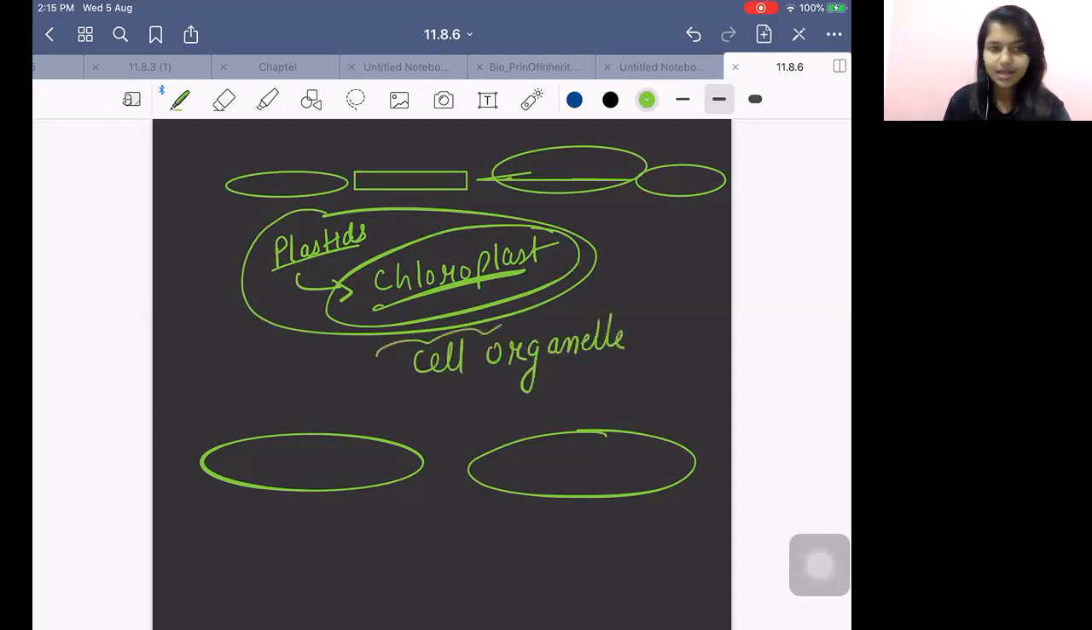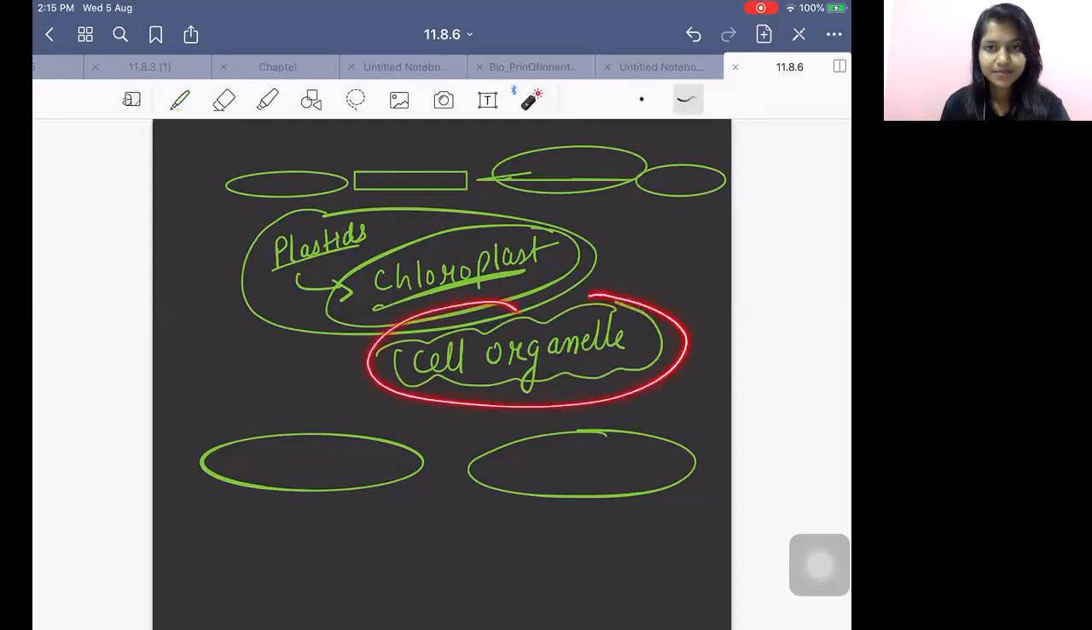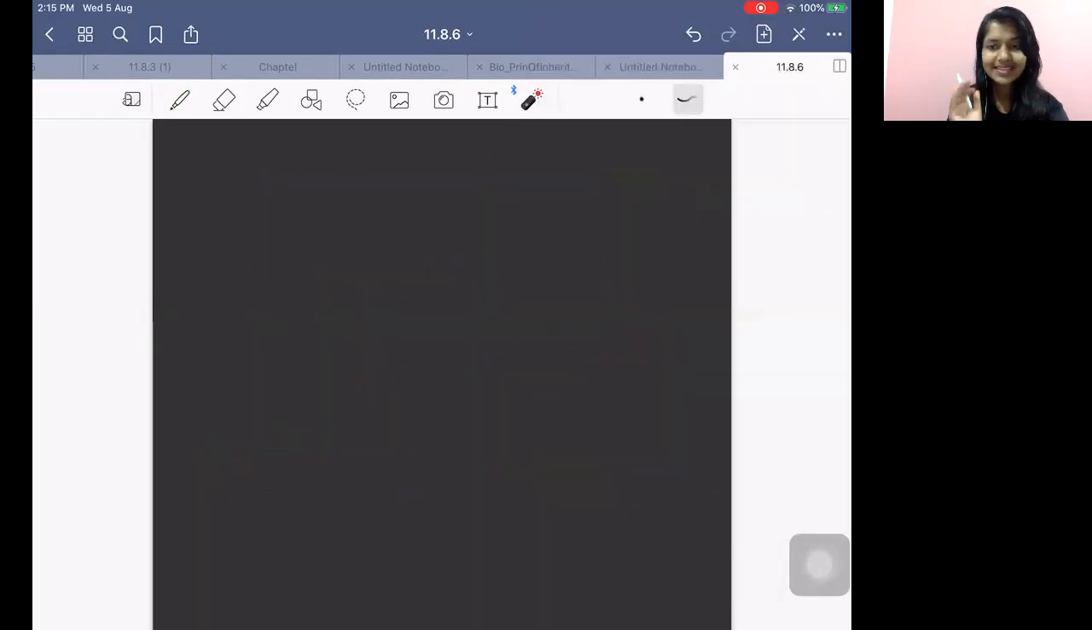It is a cell organelle. Obviously, what is it? It's a cell organelle. That means it must be present in some cell. Yes or no? It is a cell organelle. So now let us see where this cell organelle is present in the leaf.